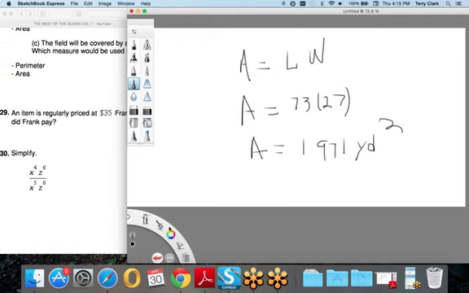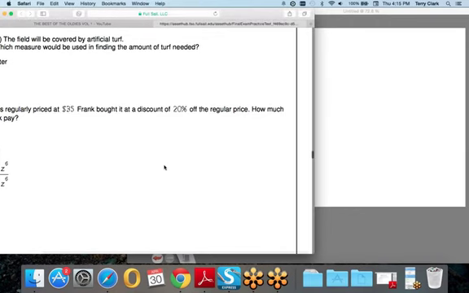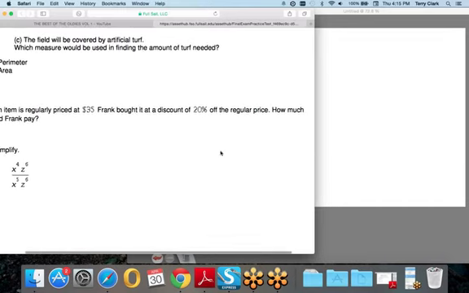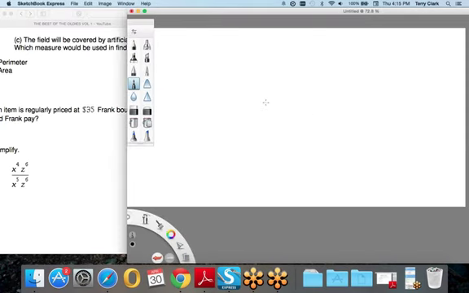Yay, we're at 29. Okay, an item is priced regularly at $35. Frank bought it on discount for 20% off the regular price. How much did Frank pay? Okay, so we can do this problem one of two ways.